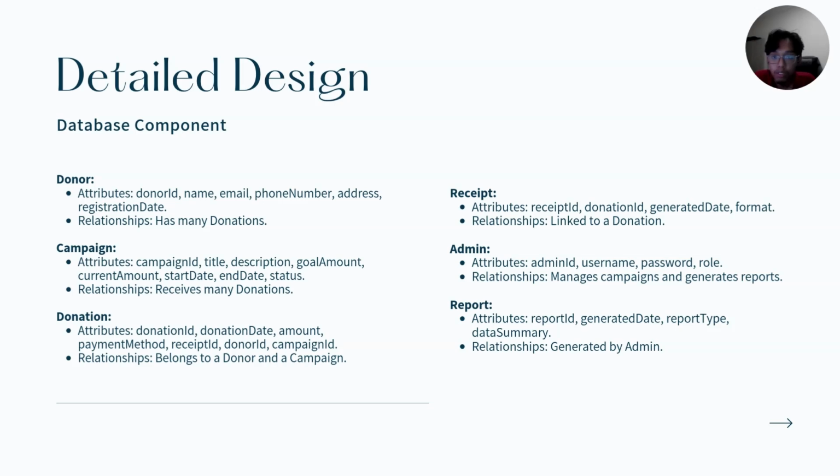The donor has a relationship with donation, in that a donor has many donations. The campaign has the same relationship with donations. Donations belong to a donor and also a campaign, and a receipt is linked to a donation. An admin manages campaigns and generates reports, and for the reports, the relationship is that they are generated by an admin.